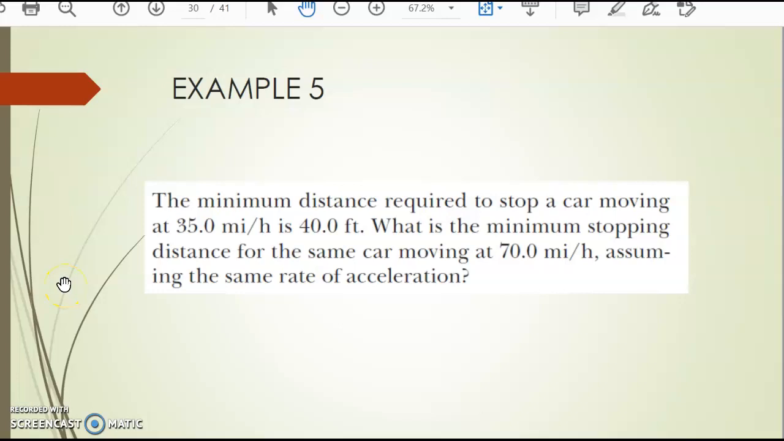Let's have the continuation of kinematics in one dimension. Example number 5. The minimum distance required to stop a car moving at 35 miles per hour is 40 feet. What is the minimum stopping distance for the same car moving at 70 miles per hour, assuming the same rate of acceleration?